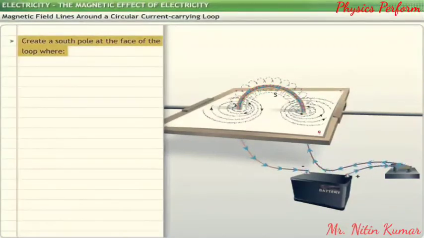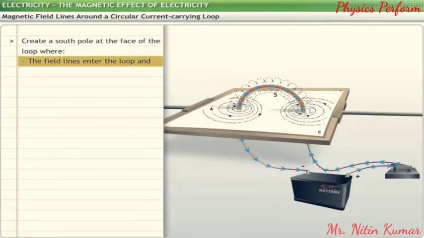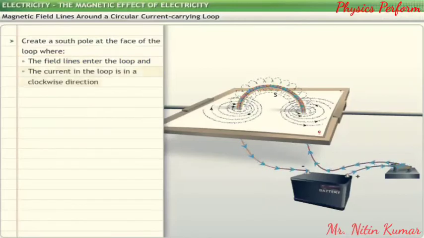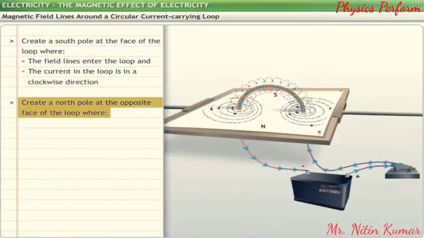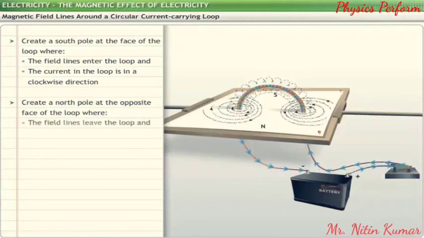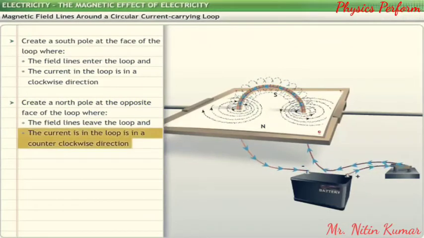These lines create a south pole at the face of the loop where the field lines enter the loop and the current in the loop is in a clockwise direction. They create a north pole at the opposite face of the loop, where the field lines leave the loop and the current in the loop is in a counterclockwise direction.